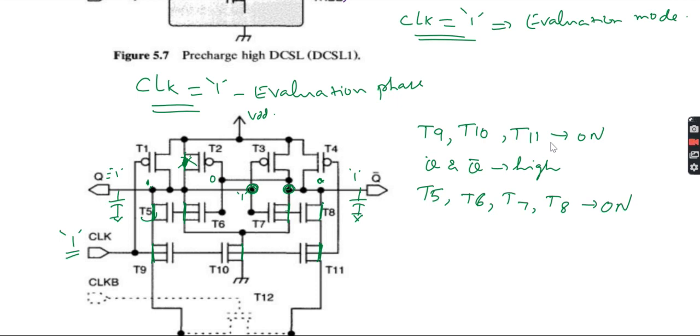Then what will happen? If the Q and the Q bar are on, then Q will try to discharge. You can see that is the direct path. See, there is a direct path from this portion, correct? There is a direct path over there. Then what will happen? Then the Q and the Q bar will be discharged towards ground.